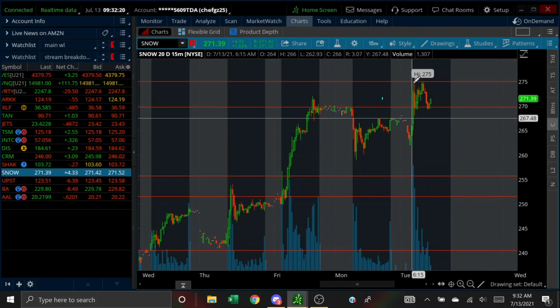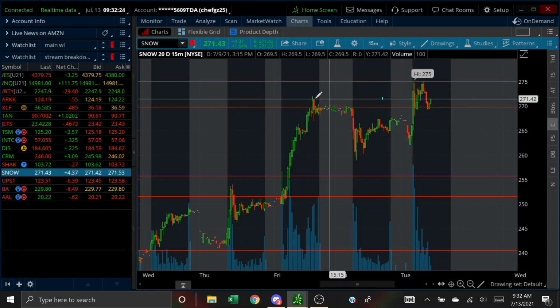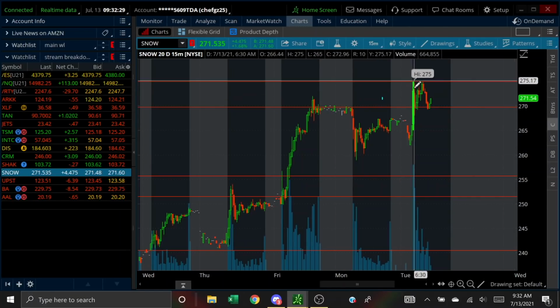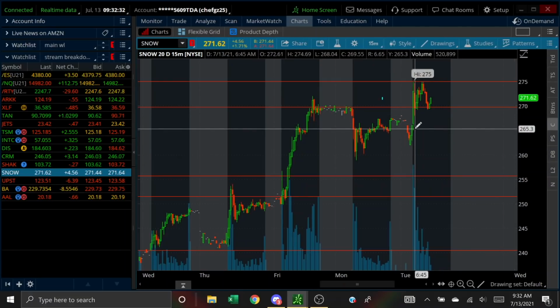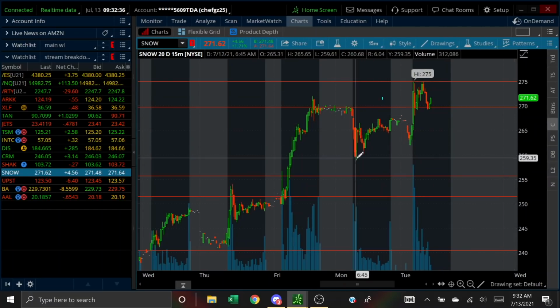Look at this. I ended up taking profit around 275. I'm sure a lot of people ended up going long over this 272 and only captured a quick little move, but the move happened right here around 265 right at open. It started to push. Why?